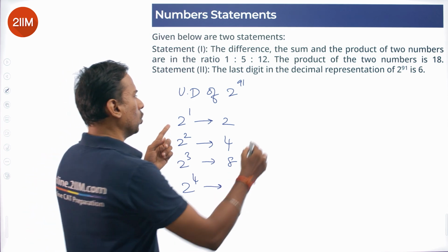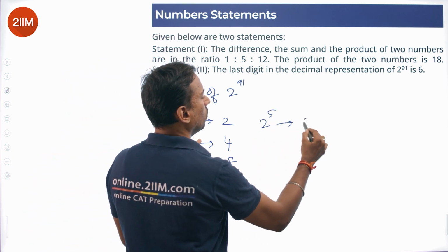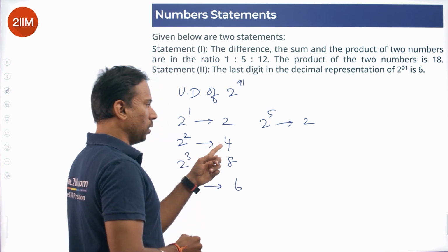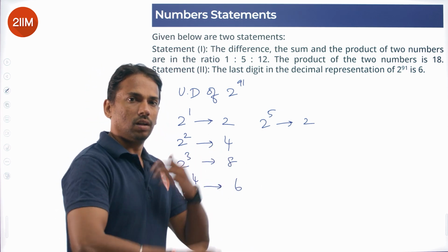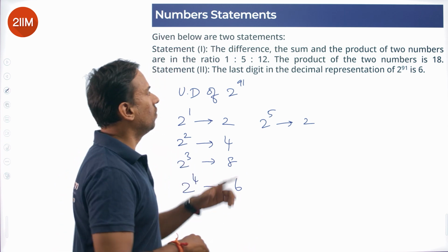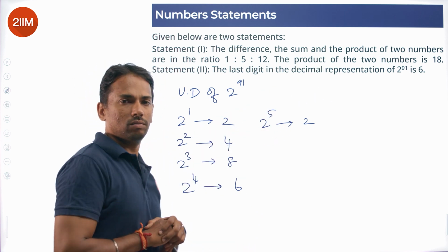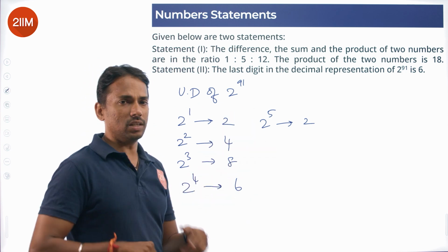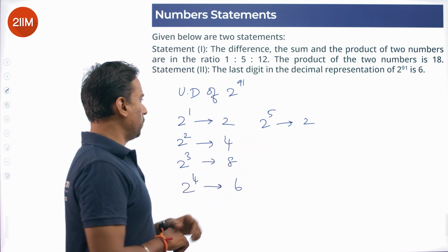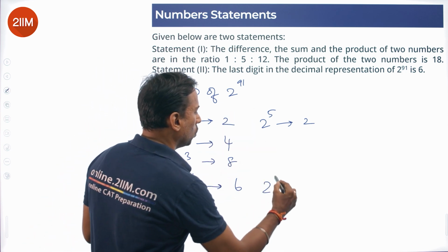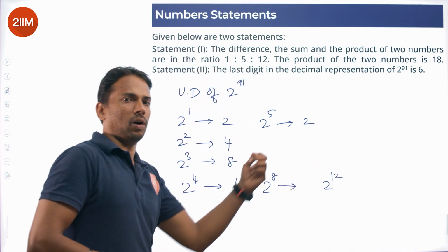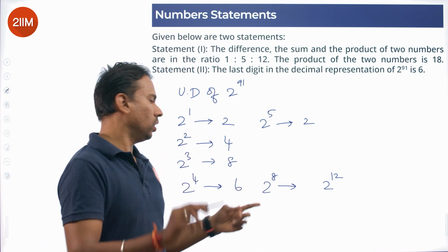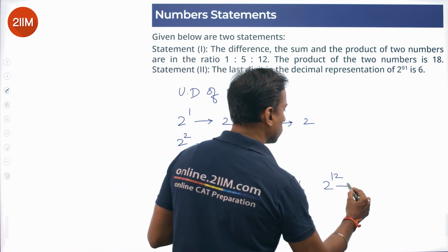Again, what do you think about 2 power 5? 2 power 5 is 32, it will end with 2. 2 power 6 will be 4, 2 power 7 will be 8, 2 power 8 will be 6, and so on. The cycle will be repeating. We have to check 2 power 91. So for every 4 terms it is getting repeated. That means 2 power 4, 2 power 8, 2 power 12, 2 power 16, every multiple of 4, 2 raised to a multiple of 4, the unit place will be 6.